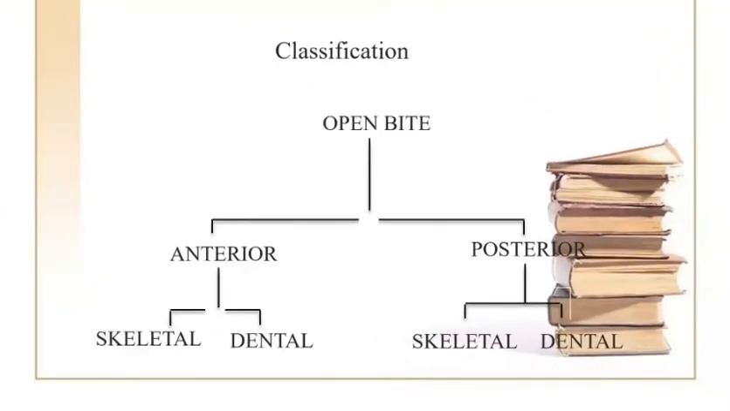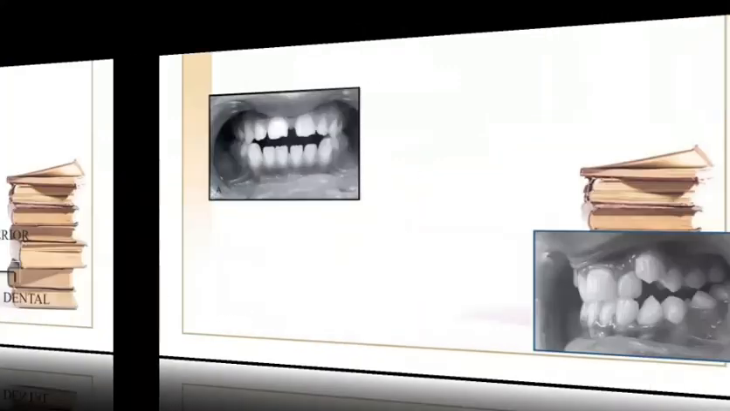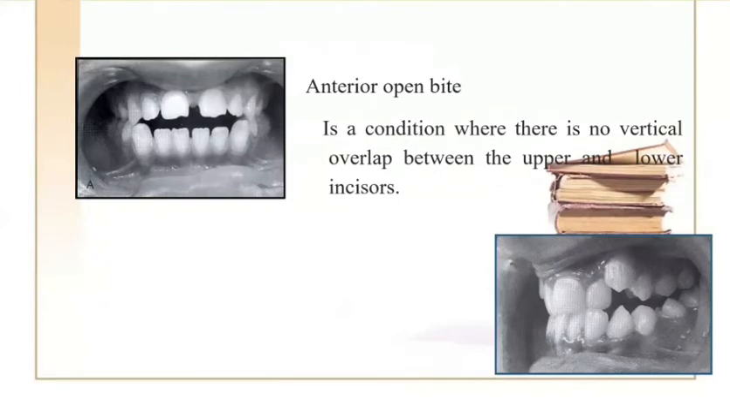Coming to the classification, on the basis of region involved, it can be either anterior open bite or posterior open bite. On the basis of etiological classification, it can be either skeletal or dental open bite. On the clinical basis, it can be simple open bite, complex open bite, compound open bite, or iatrogenic open bite. On the basis of molar relation, it can be class 1 open bite, class 2 open bite, or class 3 open bite.